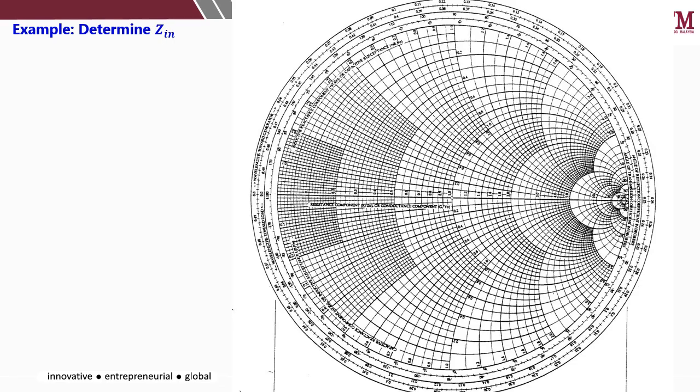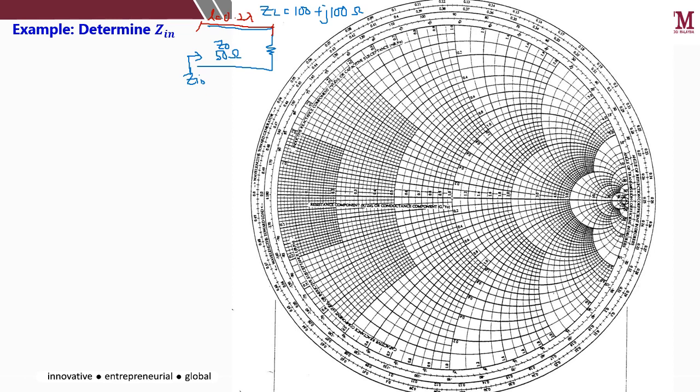Okay, let's look at an example. Given a transmission line with ZL equal to 100 plus j100 ohm, and by default Z0 equal to 50 ohm, and you need to determine Zin towards the generator from ZL, and the length of the transmission line is 0.2 lambda. So L equal to 0.2 lambda.